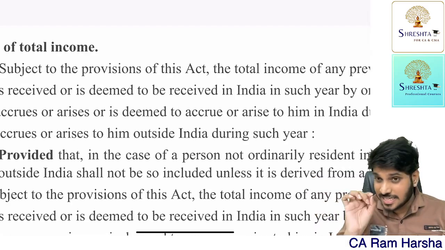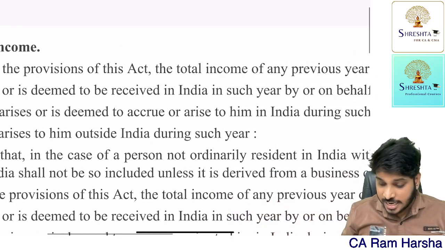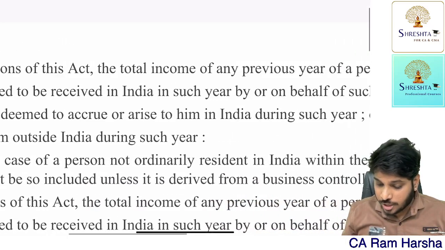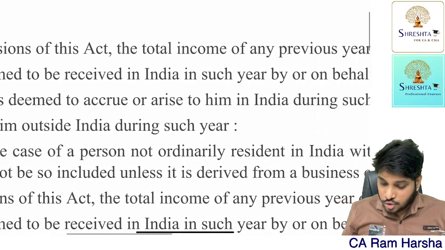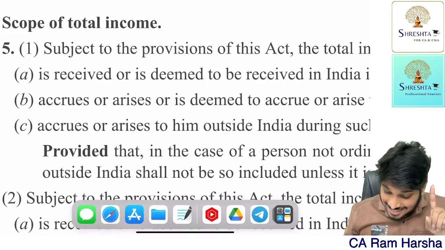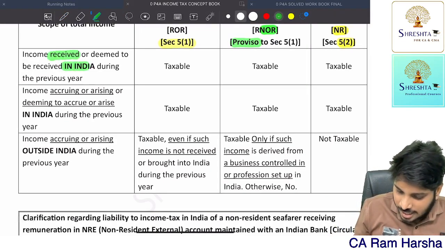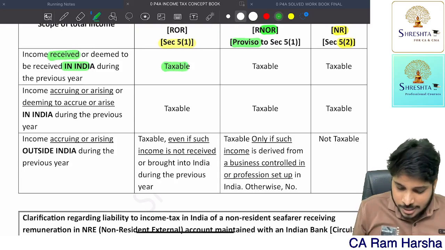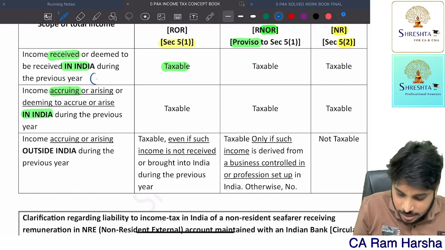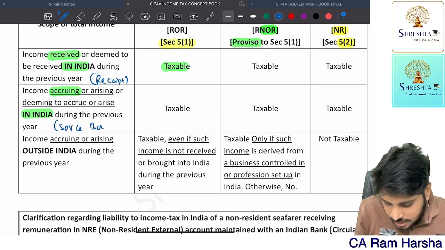So what are they saying? For a resident, the total income includes income received in India, or income accruing or deemed to accrue or arise to him outside India during that year. Now you see there are 3 points. For a resident, income received in India is taxable. Income accruing in India is taxable. Accruing means source based. Received means receipt based taxation. Another one is source based taxation.